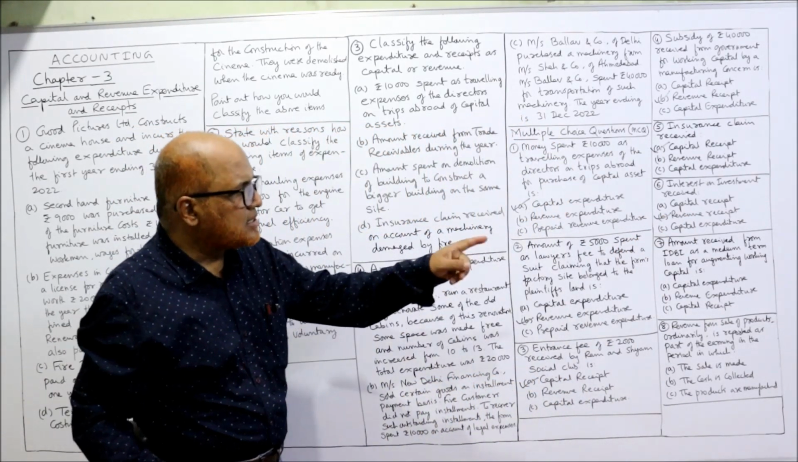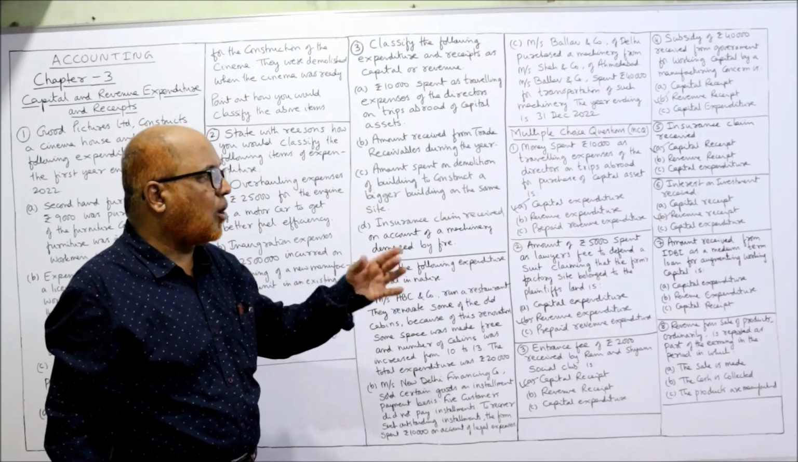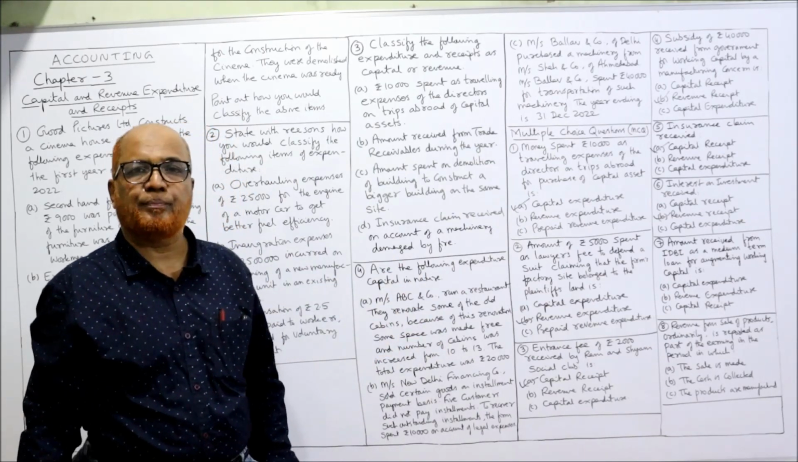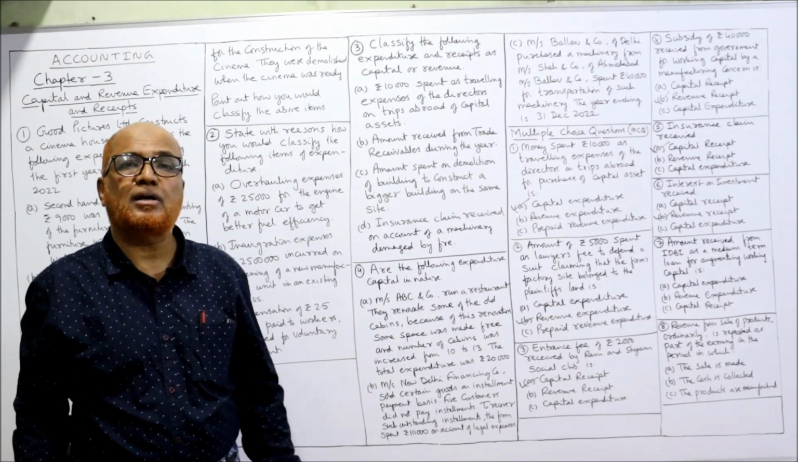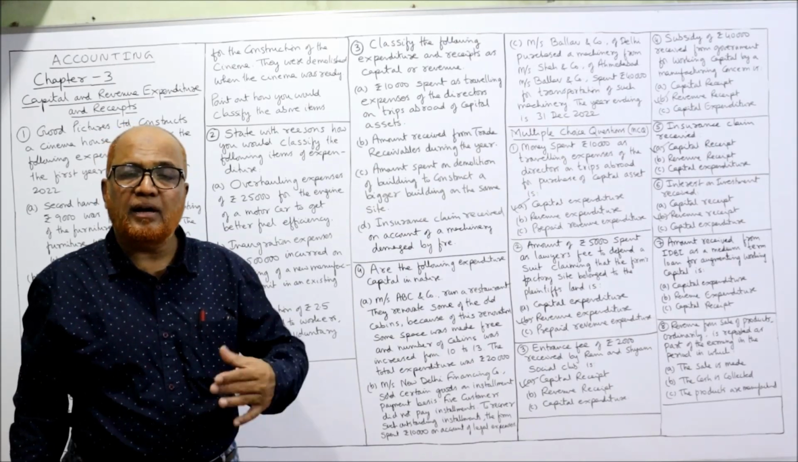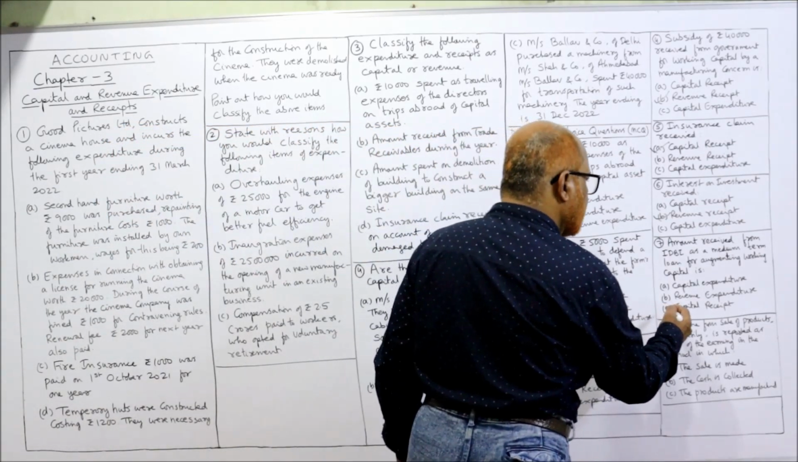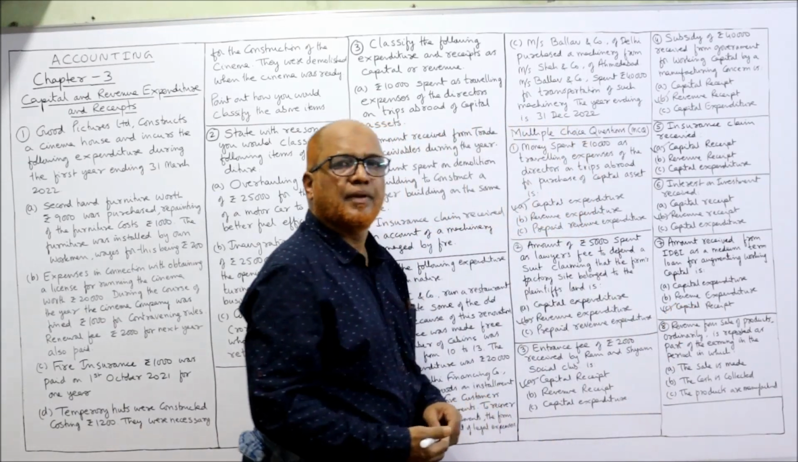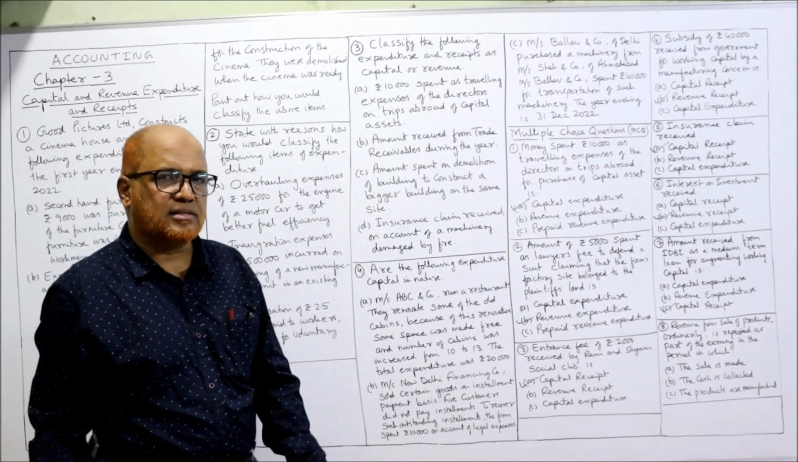Next, amount received from IDBI as a medium-term loan for augmenting working capital. That means for increasing working capital, we have taken a medium-term loan. So medium-term loan is a capital receipt. It is a capital receipt, C point. Right? Last and final, revenue from sale of products.